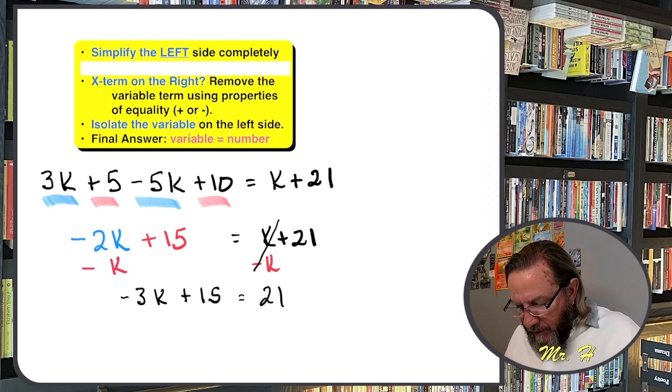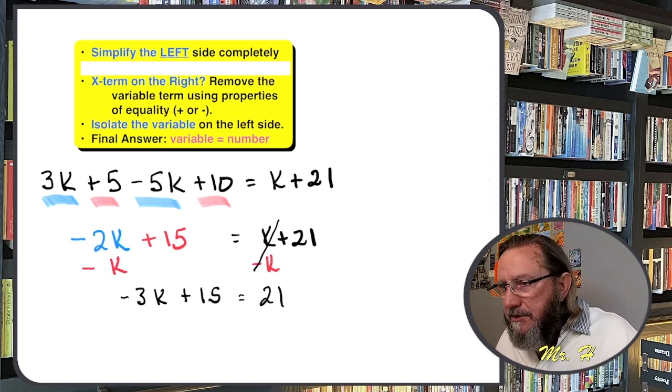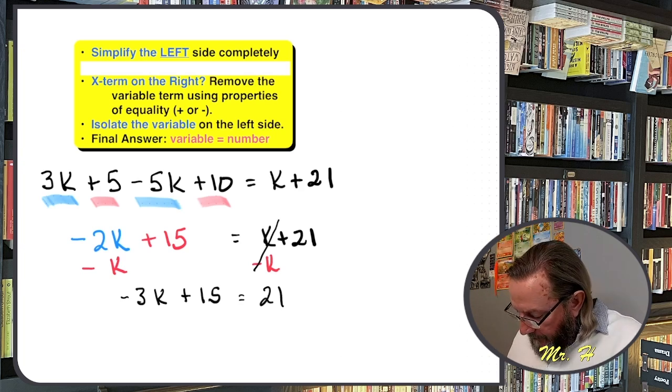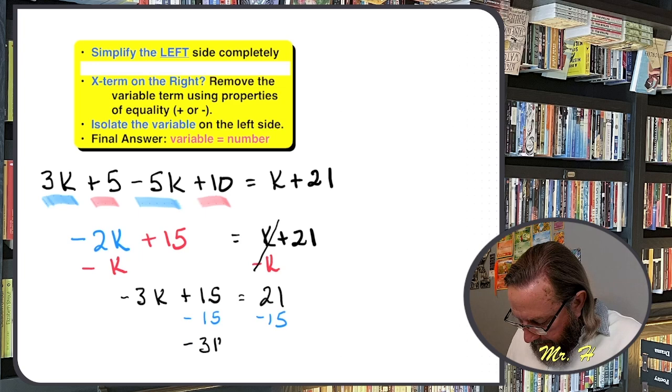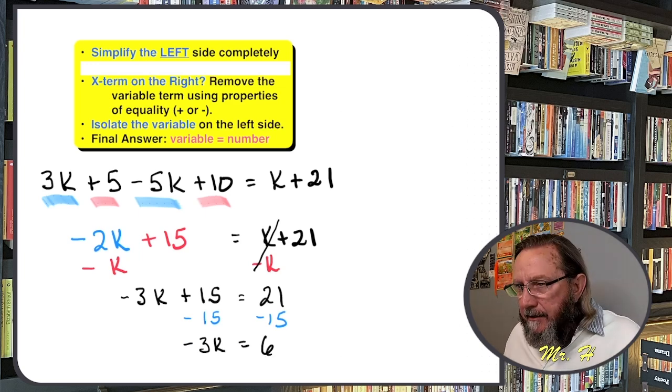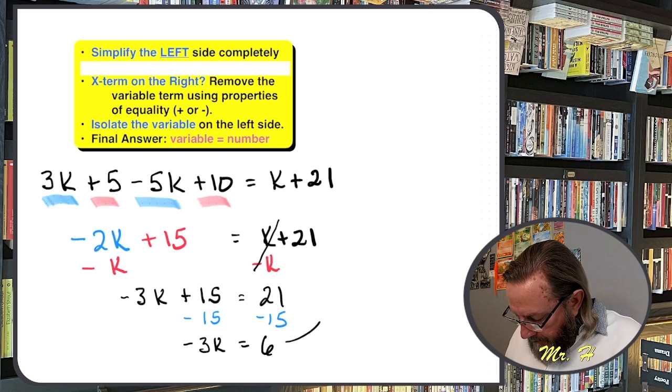Now we're to the next to last step in our recipe, isolating that variable. We've got 2 steps. We've got a plus 15, we're going to minus 15 on both sides. That's going to leave me with negative 3k equals 6. Negative 3k equals 6. I'm going to rewrite that right up here. Negative 3k equals 6. So I'm running out of space.